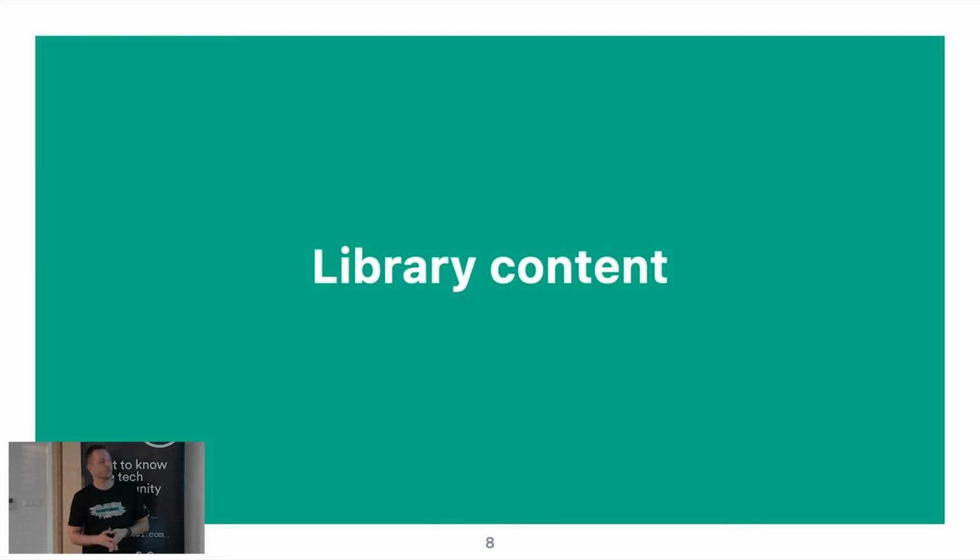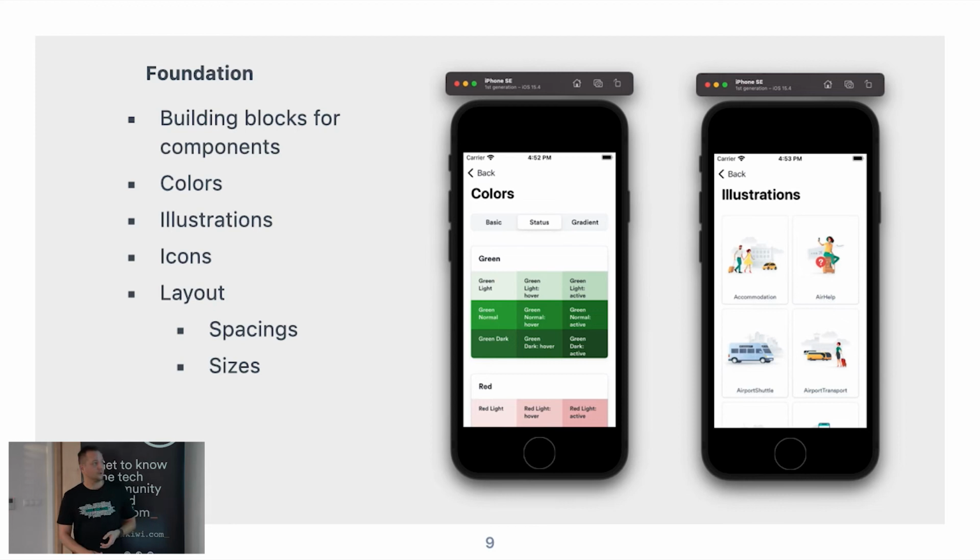And now, what does this design system library consist of if you would download it and use it in your project? First major part of the design system is always some foundation. These are crude base building blocks for everything else. These are things like colors, tokens, illustrations, resources, icons, even things like layout systems, spacing, sizes, and so on. So this is everything that the further part will reuse.